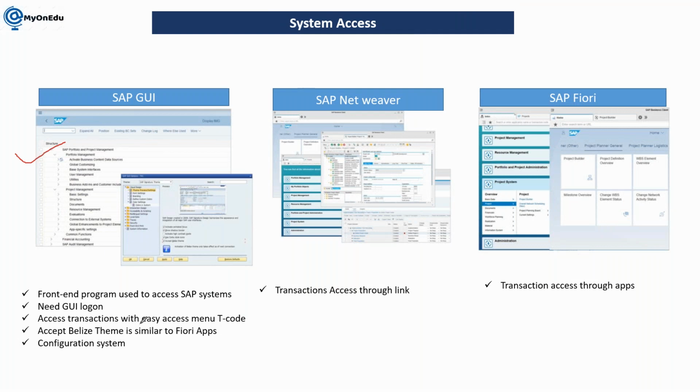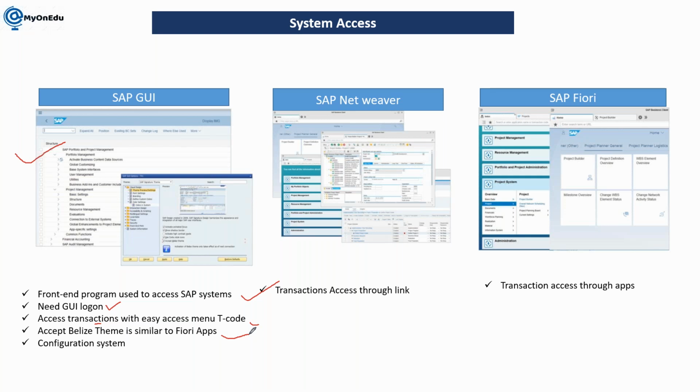It's a front-end program used to access the SAP system, and it needs a GUI logon. When we log into the GUI system, the logon pad has to be installed on your local machine, and the server details have to be configured in that logon pad. Then only you can access this system. It's based on the transaction and easy to use. You can use the different SAP menus to find the relevant transaction code, and except for the Belize theme, which is similar to the Fiori app, there are different themes you can set in SAP GUI.